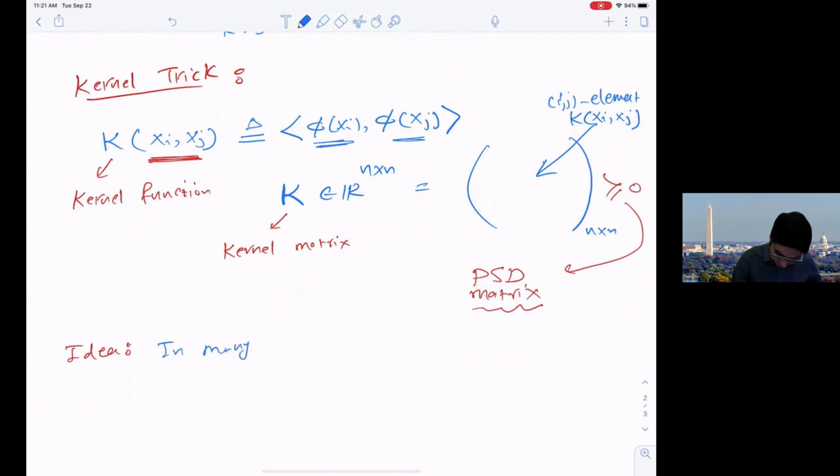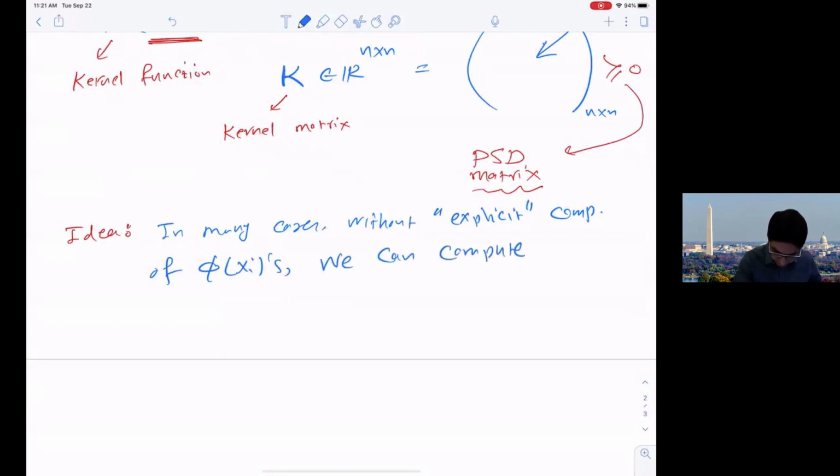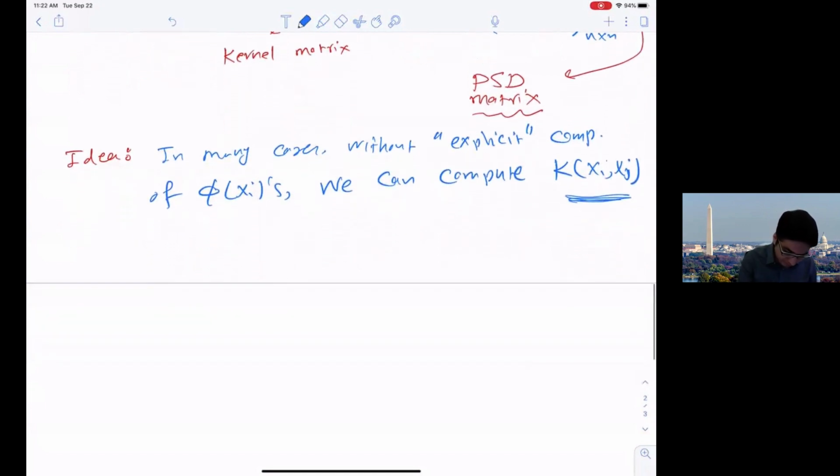So as I mentioned, in many cases, without explicit computation of phi of x's, we can compute the kernel value between xi's and xj's. And if my optimization depends only on the kernel values, then I'm good. So I don't need to compute these phi x's individually. I can just compute the kernel between xi and xj. In fact, that is the case for many interesting transformations.